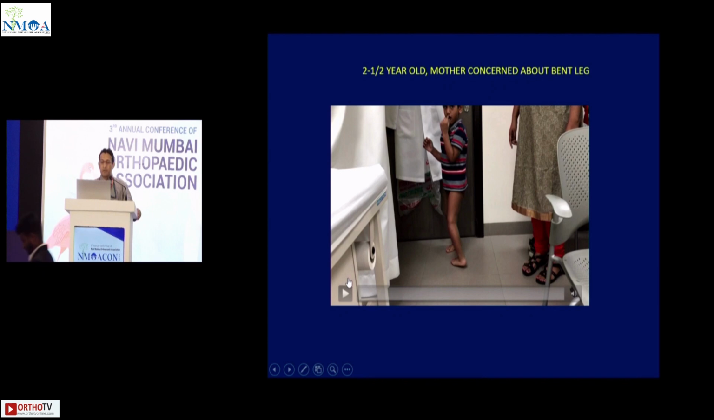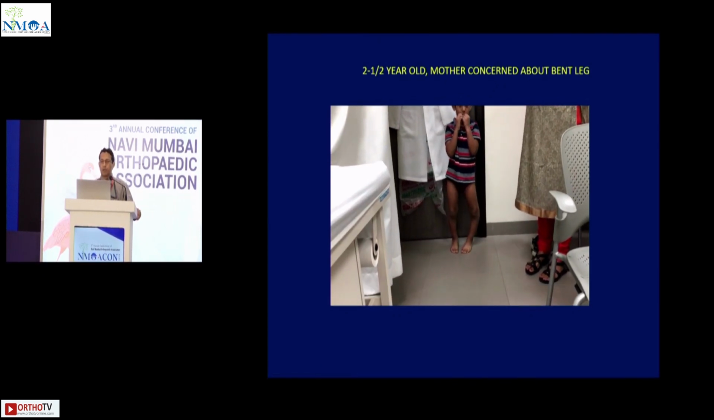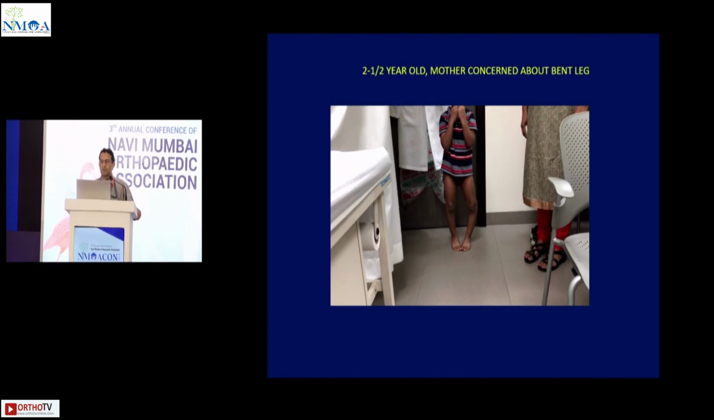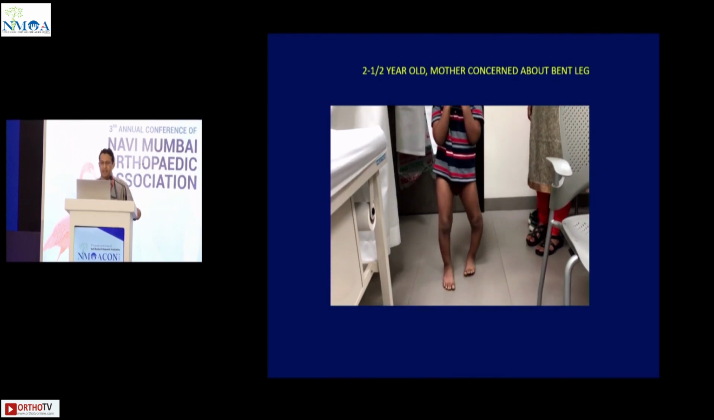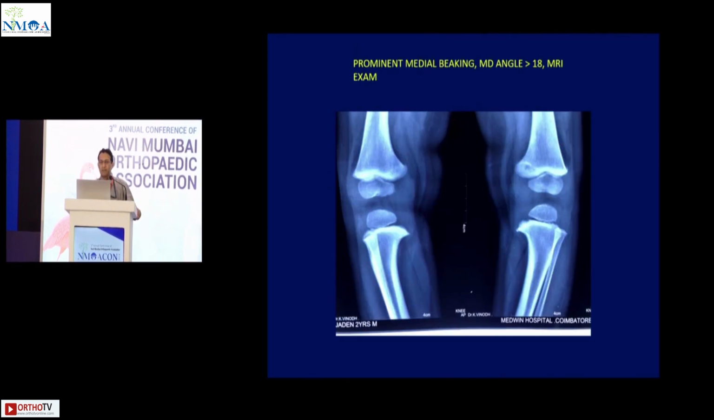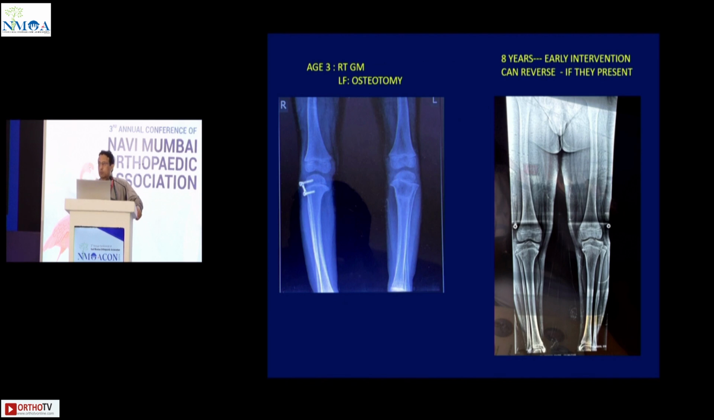I'll just show an example of a child where the mother complained that this child had asymmetry in the bow legs, and she was concerned about this. When we did the X-ray, I told them, show me the old X-ray, and this was the old X-ray at age 2 years, and this didn't look right. We got a scan done, and this was early Blount's disease where we did growth modulation and osteotomy at age 3 years, and you can literally reverse the deformity if they come very early.